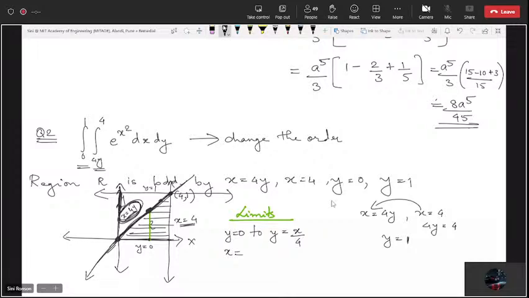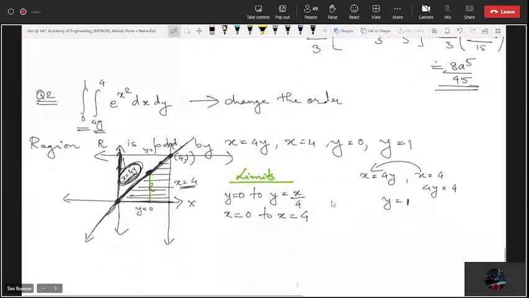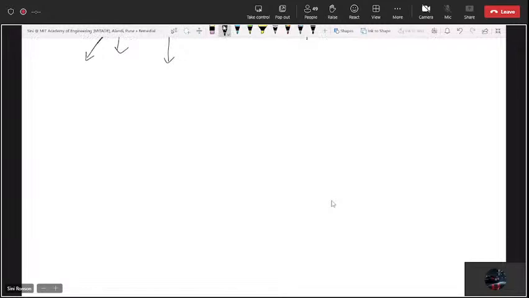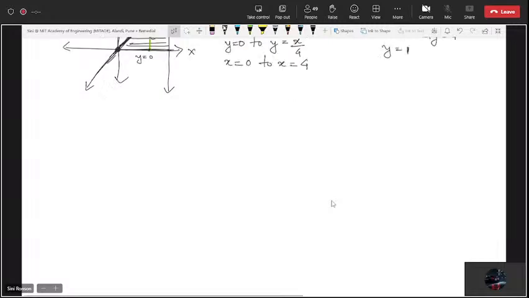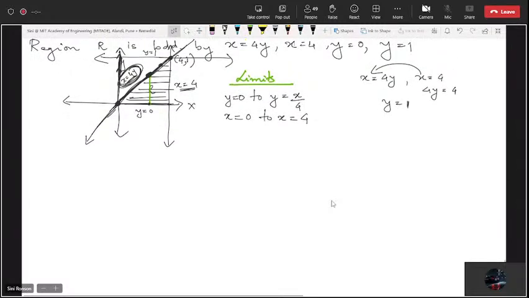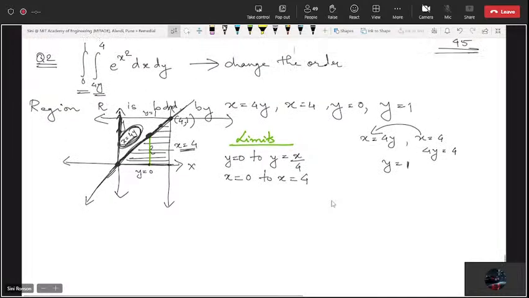Minimum value? Zero. And what is the maximum value of x in this region you see? 4. Yes. So you got your new limits. And now we are going to integrate the same function with respect to our new limits. We are not going to change the function, but we are only going to change the limits for this function. So the function was, I'll just rewrite it here.